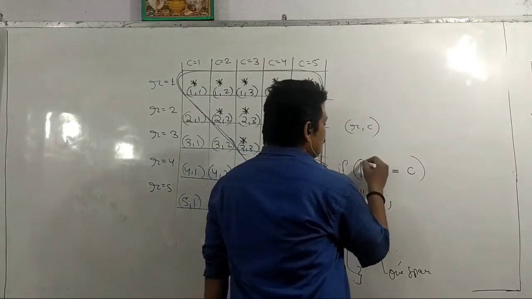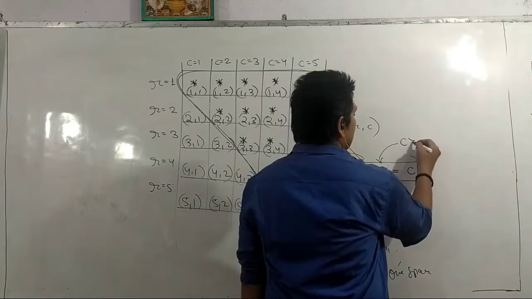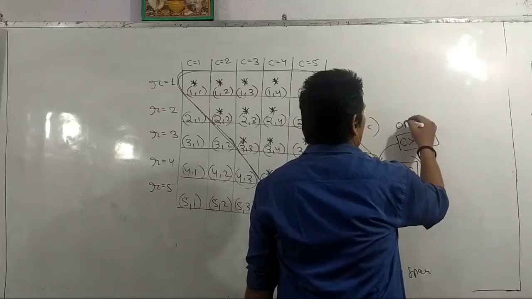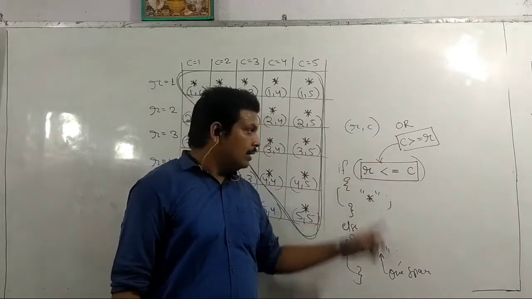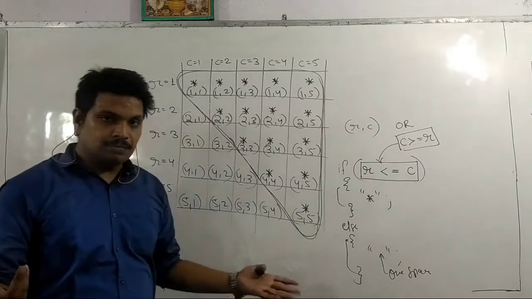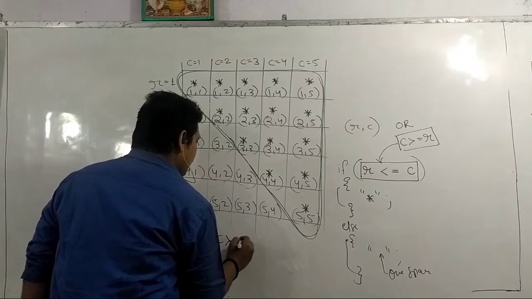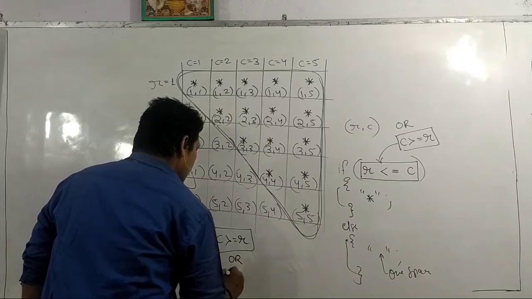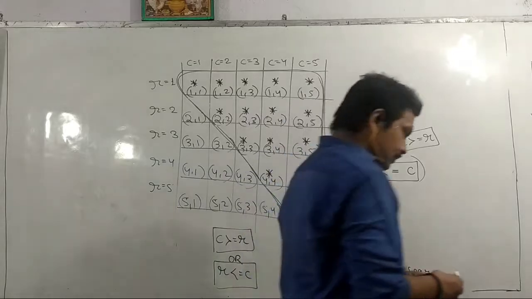Or if you want, in place of R less than or equal to C, you can also write C greater than or equal to R. Both are the same, aren't they? R is less than or equal to C, or C is greater than or equal to R. So the condition is C greater than or equal to R, or the condition is R less than or equal to C. Okay, yes or no?